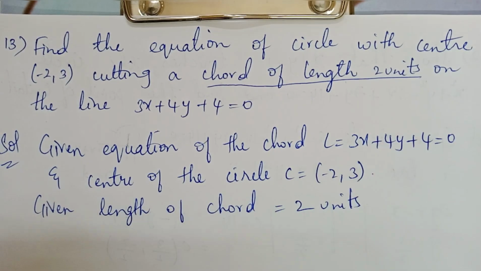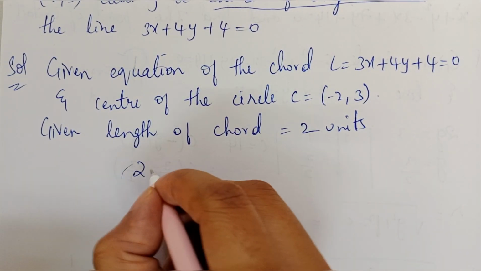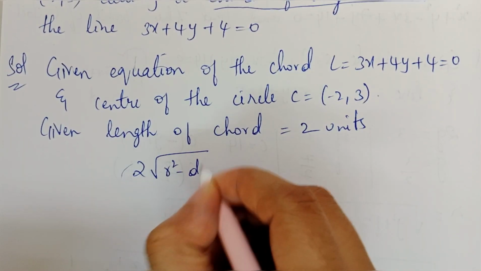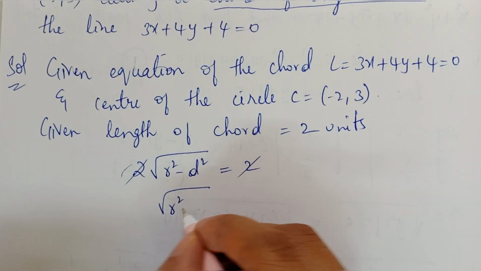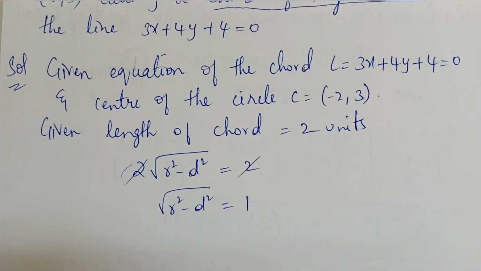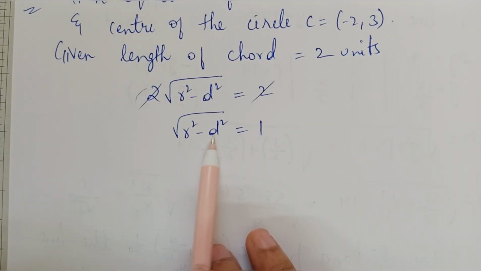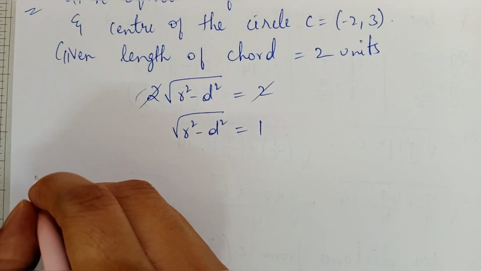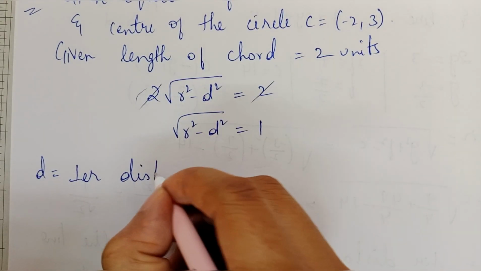The formula for the length of a chord is 2 root r square minus d square, which is equal to 2. The 2 gets cancelled out, so it is root r square minus d square equals 1. We have to find the radius. So first we have to find the perpendicular distance d from the center to the line of the chord, which is given.